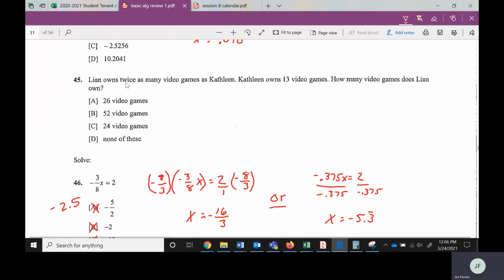Here, they give you this situation and then they tell you what the second person has. So it's a little different. You have to pay attention to that. So we're going to set this up the same way, though.